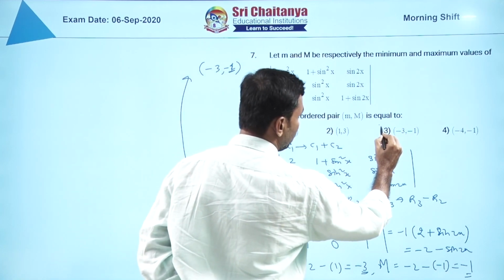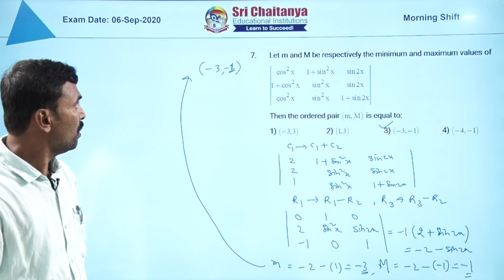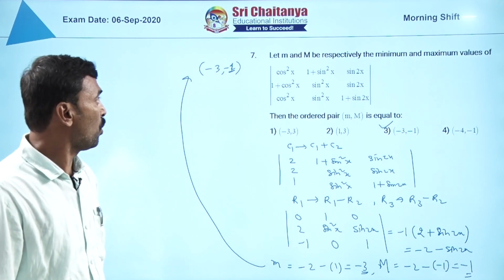Minus 3 comma minus 1. Third option is the correct option. Now, let us go to the eighth problem.